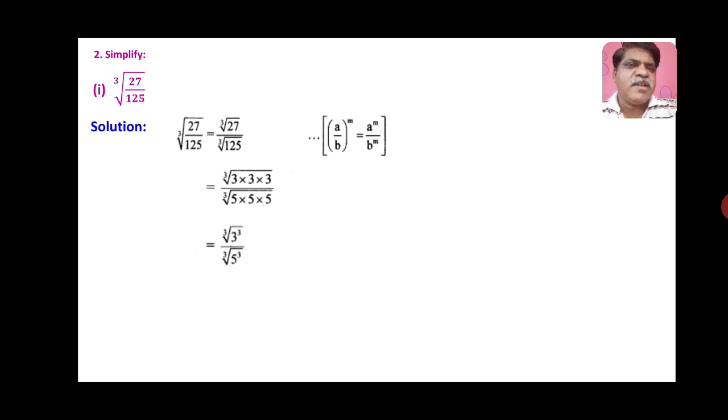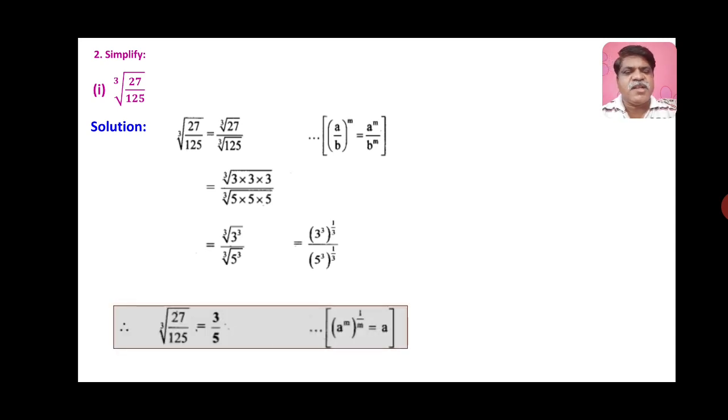So you can write the cube root of 3 raised to 3, that is 3 into 3 into 3, at the numerator, and at the denominator it is 5 raised to 3. So these get cancelled. How? 3 raised to 3, raised to 1 upon 3. The cube root can be written as 1 upon 3 in the index form. So 5 raised to 3, raised to 1 upon 3. So the 3s get cancelled, and you are getting the result: the cube root of 27 upon 125 is equal to 3 upon 5. Friends, let us take one more problem.